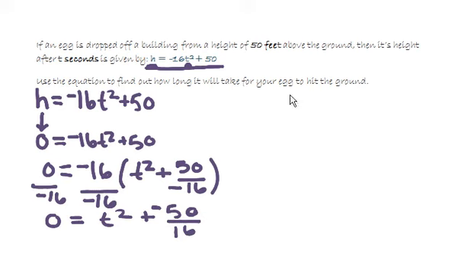Now we want to do our best to isolate the t squared so we can solve for t. So if you take t squared on one side of the equation and add 50 divided by 16 to both sides, you'll find that t squared is simply equal to 50 divided by 16. And remember, this is now positive 50 because you've added it to both sides of the equation.